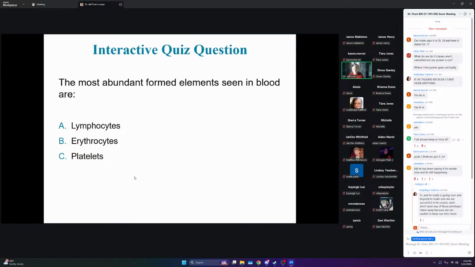Second in your quiz questions today. So what are the most commonly or most numerous formed elements seen in blood?